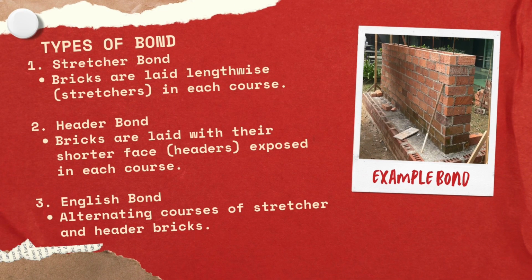There are 3 types of bond. The first one is stretcher bond. Stretcher bond is where bricks are laid lengthwise, stretcher, in each course. The second one is header bond. Header bond is where bricks are laid with their shorter face, header, exposed in each course. And the last one is English bond. English bond is alternating courses of stretcher and header bricks.